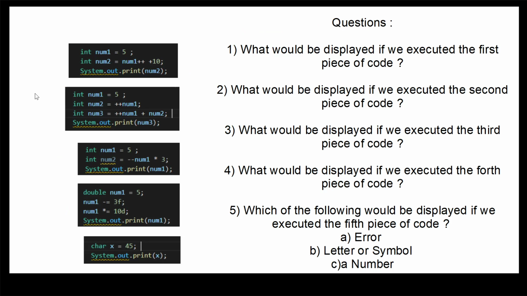So what I've got here is some pieces of code. What I would like you to do is just go through the questions, pause the video and see how many you can answer. So hopefully you've paused the video. Let's go through them. So what would be displayed if we executed the first piece of code? What's happening here is that we're adding 5, and then we're going to add 10 to that 5. So the first one would be 15.